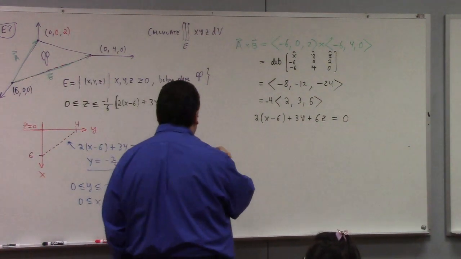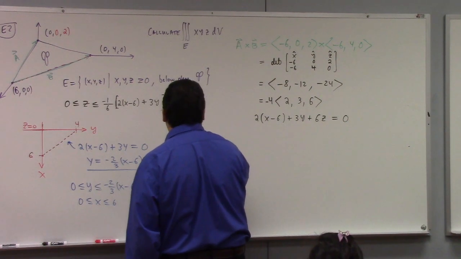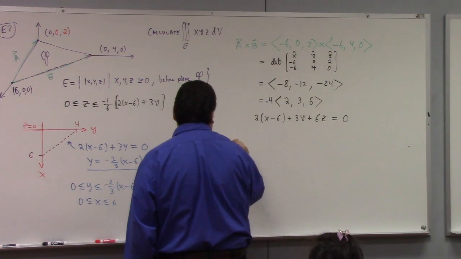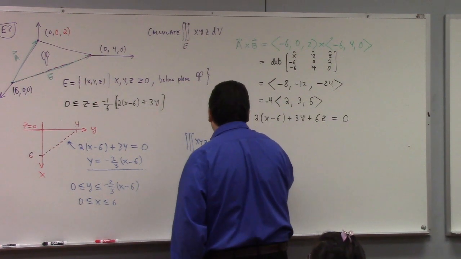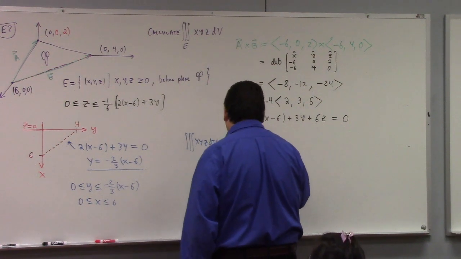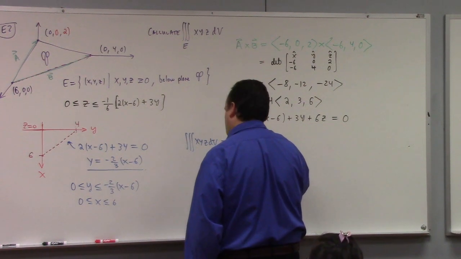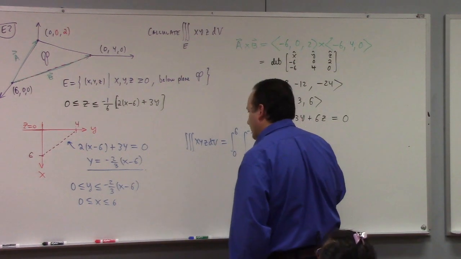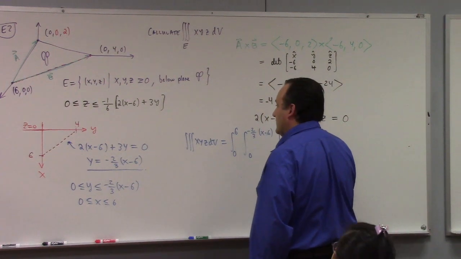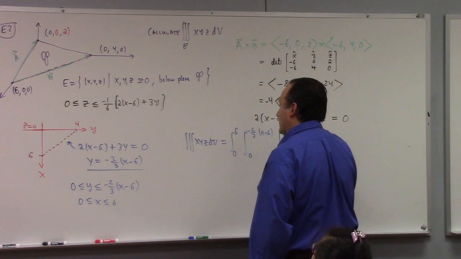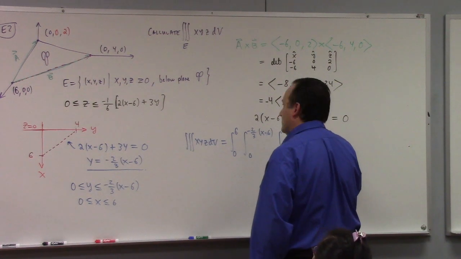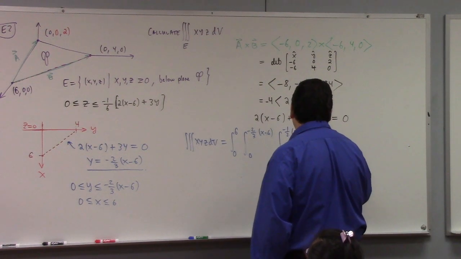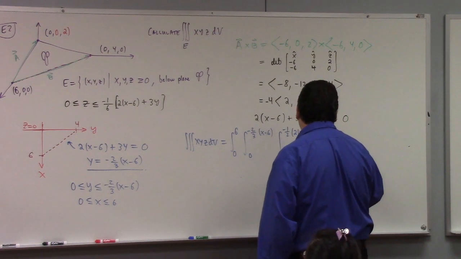So in total, the integral we're up against, x, y, z dV, would be the integral from x equals 0 to 6, y equals 0 to minus 2/3 x minus 6, integral from 0 to minus 1/6 of twice x minus 6 plus 3y. And then you've got your handy dandy x, y, z, dz, dy, dx.